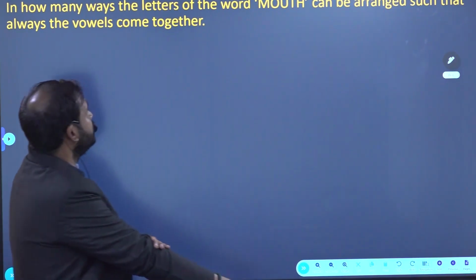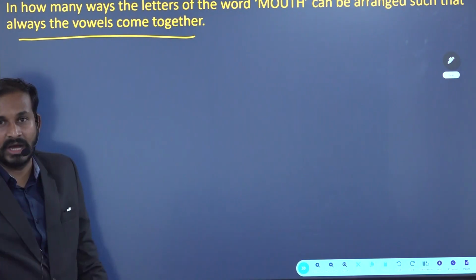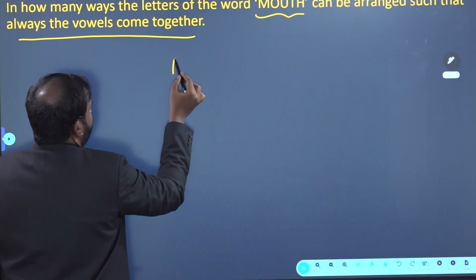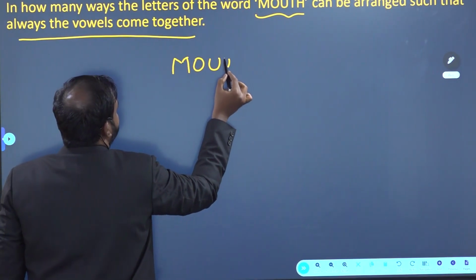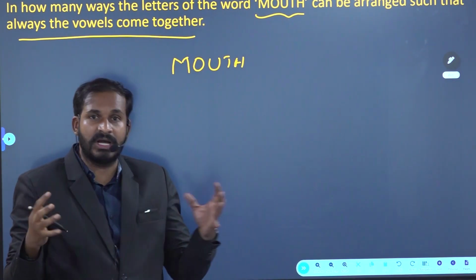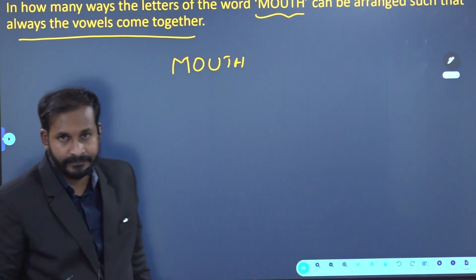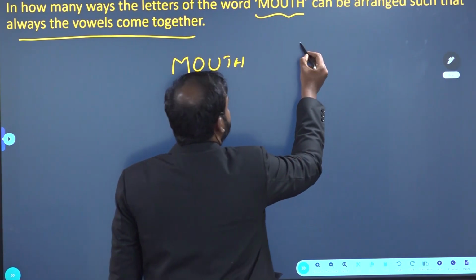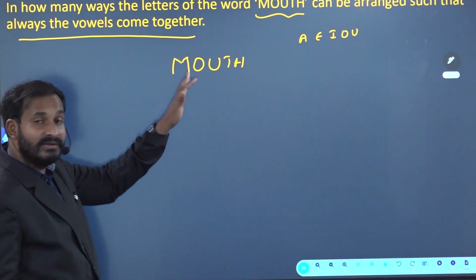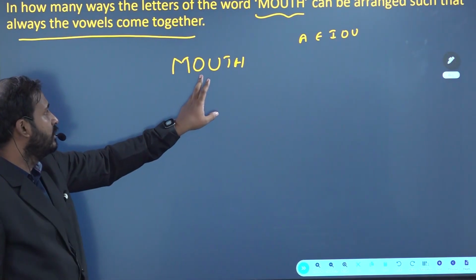In how many ways can the letters of the word mouth be arranged such that always the vowels come together? This is a special case for us. The word for us is mouth. What they are telling is the vowels should always come together. That means, what are the vowels in mouth? O and U. We all know the vowels: A, E, I, O, U, total 5 vowels. In this word we have only 2 letters, O and U.